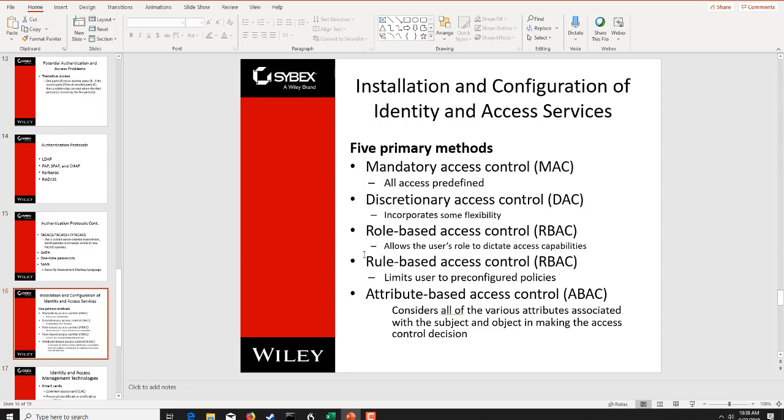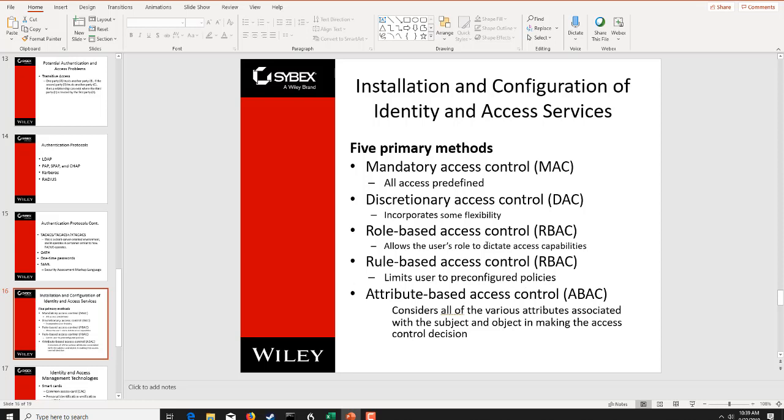And again, going across this, read this on pages 159 and 160 and get a good understanding of all of them. Mandatory access control is pretty stringent. It's all predefined. Discretionary has some flexibility. Role-based is going to be based on a user role, maybe tied to their account. You see that a lot in Active Directory with different groups.